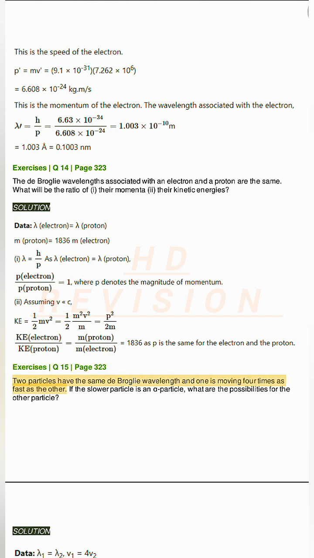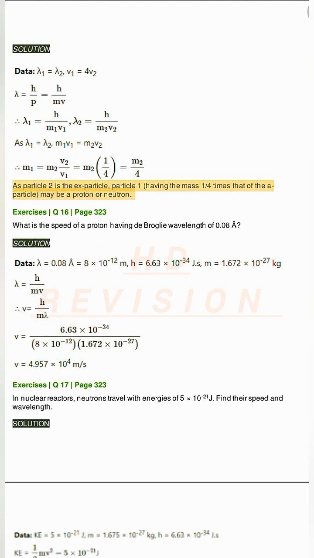Exercises Q15, page 323. Two particles have the same de Broglie wavelength and one is moving 4 times as fast as the other. If the slower particle is an alpha particle, what are the possibilities for the other particle? Solution. As particle 2 is the alpha particle, particle 1, having a mass 1/4 times that of the alpha particle, may be a proton or neutron.